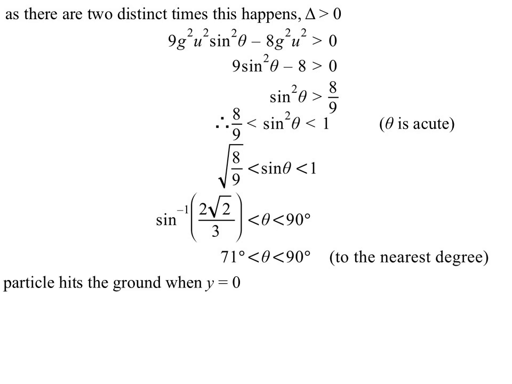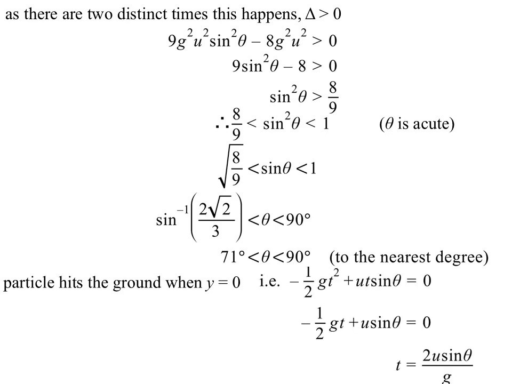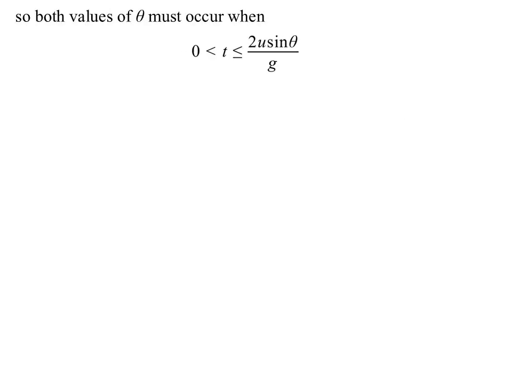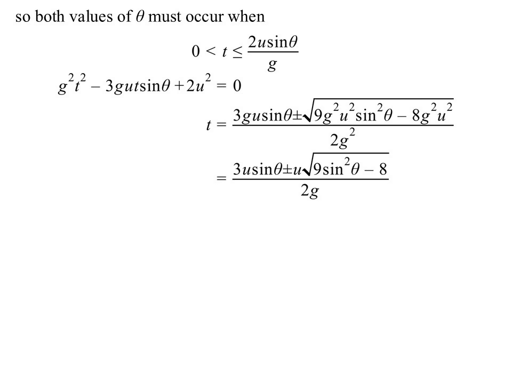So when does it hit the ground? What is the time of flight? So when y equals 0, I want to solve that component is equal to 0. So the time of flight will be 2u sine theta over g. Both values of t must occur in between those values for it to occur in the time of flight. Let's go and solve that quadratic we got before and find the values of t. We want to show that, yeah, it will be between these 2 values.